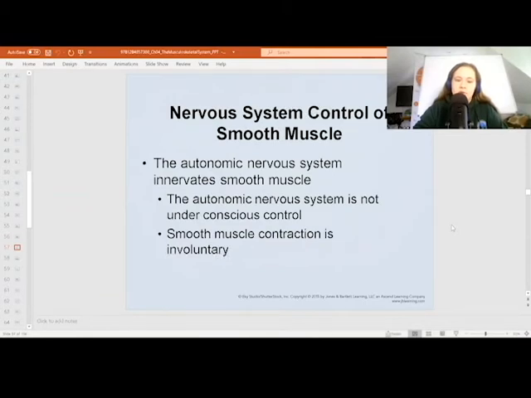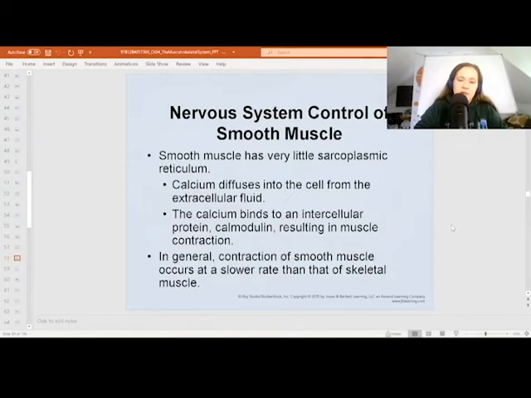For nervous system control of smooth muscle, the autonomic nervous system innervates the smooth muscle. The autonomic nervous system is not under conscious control, so smooth muscle contraction is involuntary. Smooth muscle has very little sarcoplasmic reticulum. Calcium diffuses into the cell from the extracellular fluid, and the calcium binds to an intracellular protein, calmodulin, resulting in muscle contraction.